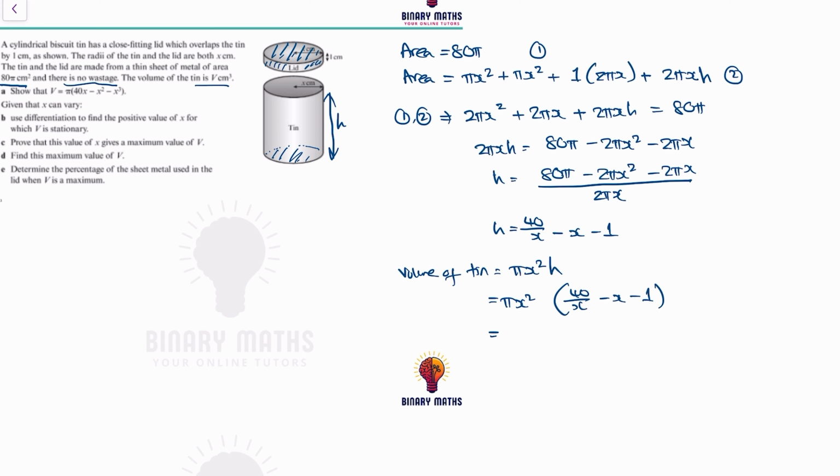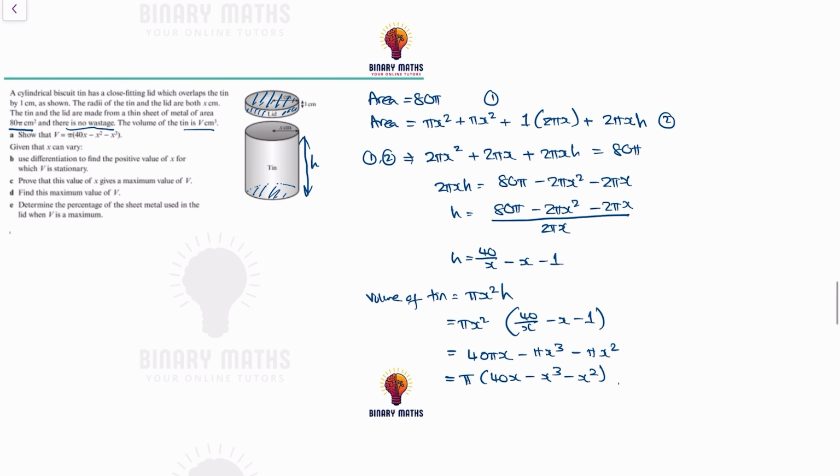which is equal to, if I multiply out, the x cancels out, so all I'm left with is 40 pi x minus pi x cubed minus pi x squared. There's pi in common, so I can take the pi out. So I end up getting 40x minus x cubed minus x squared, which is what I wanted. So this is part A.